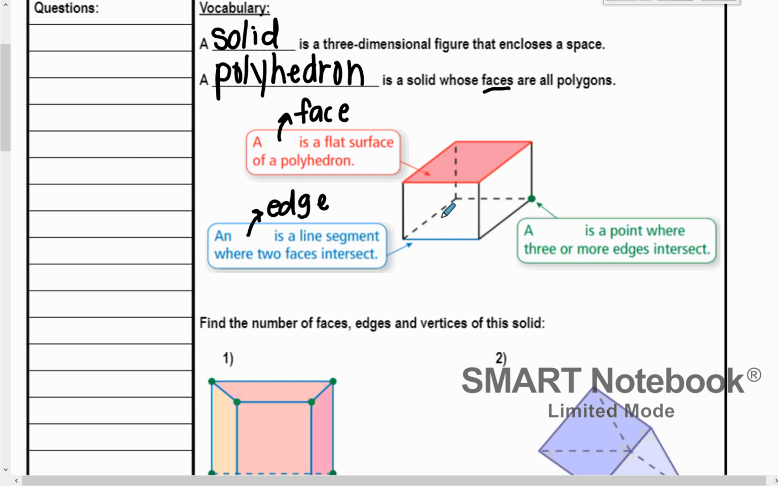Last but not least, we have a vertex. I'm going to write its plural form because sometimes you'll see this word and I just want you to make the connection that it's the same thing. It's just the plural form: vertices. So vertex is singular. A vertex is a point where three or more edges intersect. So it's like the corner. You might be asked how many vertices there are of your 3D shape, and that's going to be the same thing as a vertex. I just wanted you to be familiar with what that word looks like as well.